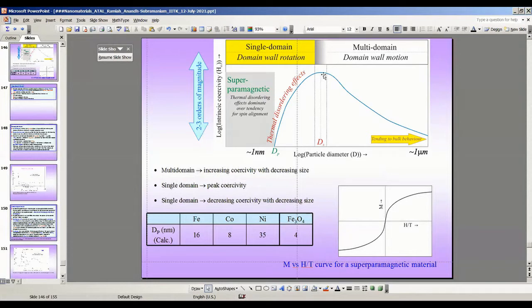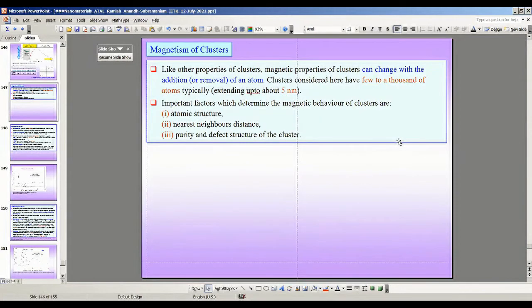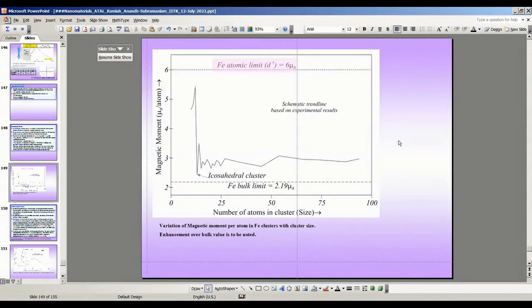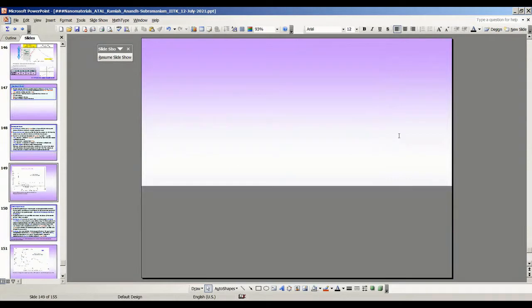A bulk piece of iron is not a magnet. It's in fact non-magnetic, right? It doesn't stick. It's ferromagnetic, but it's non-magnetic. So you can have superparamagnetism and single domain structures. And you can enhance the magnetic moment per atom.